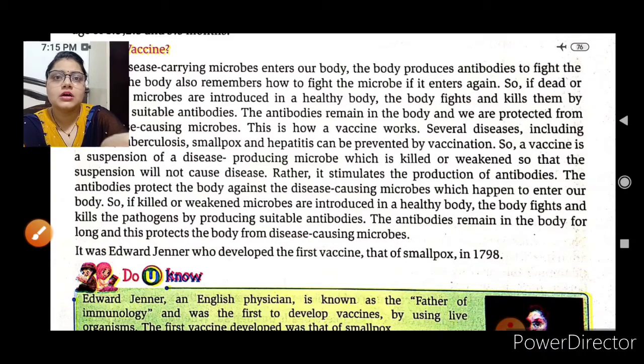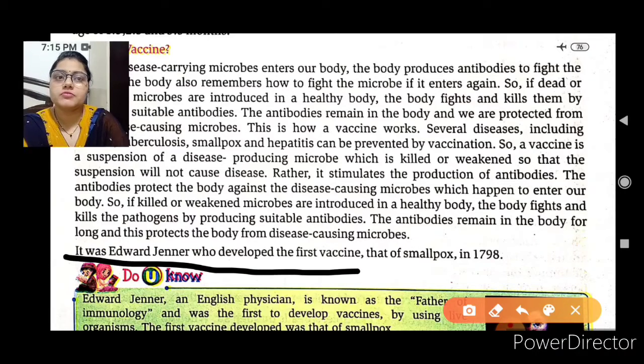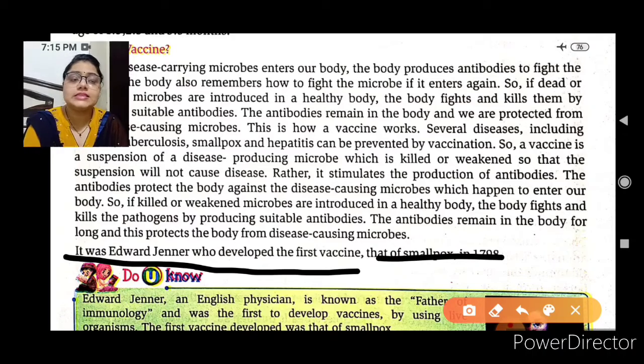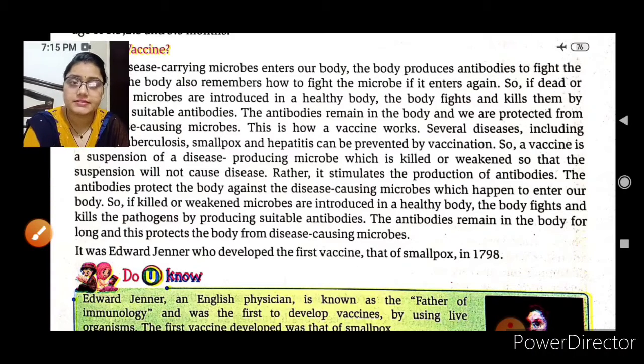Now, it was Edward Jenner who developed the first vaccine, that of smallpox, in 1798. In 1798, a scientist named Edward Jenner developed the first vaccine for smallpox, to protect the body from smallpox. It can even become a question: name the scientist who first discovered the vaccine. That was Edward Jenner. For which disease was the first vaccine developed? Smallpox. In which year? 1798. Clear?